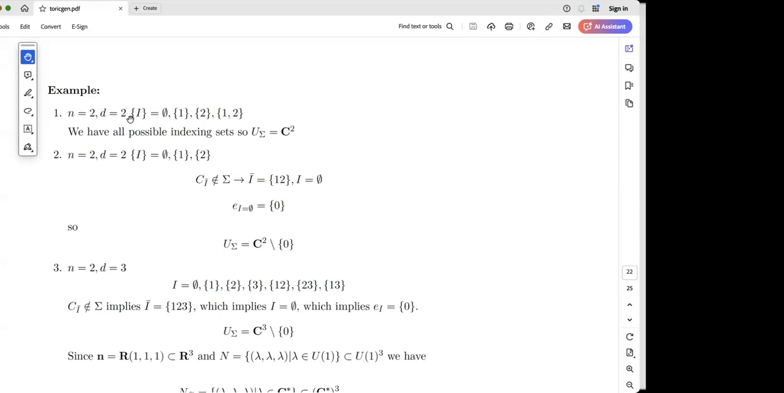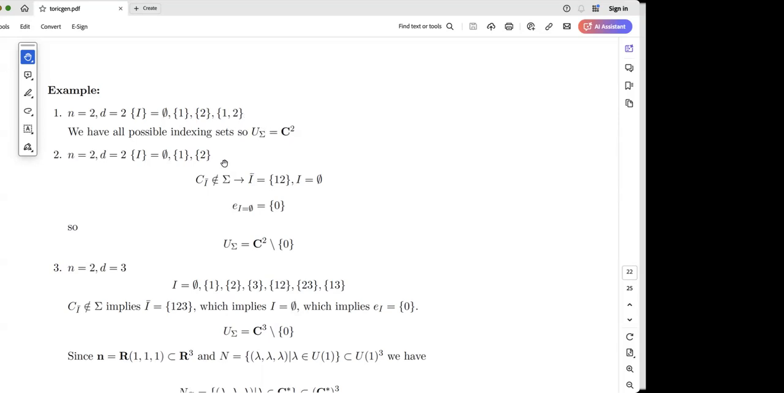So, for example, suppose we have n equals 2, d equals 2, and we'll take the indexing set to be, so you could have the empty set, 1, 2, and 1, 2. So we have all possible indexing sets. So that means that U sub sigma is C2. You could also leave off the 1, 2.